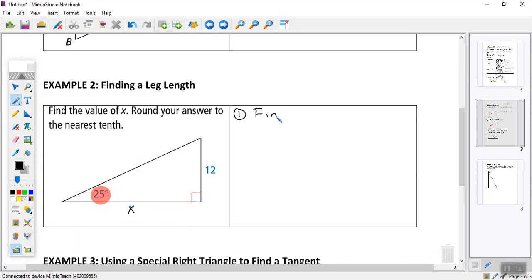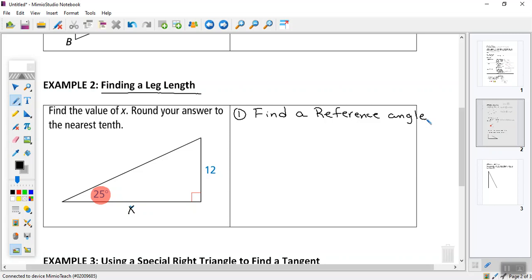If you ever have to find a leg length, the first thing you're always going to do is find what I call a reference angle. Find a reference angle. Okay? In other words, other than the right angle, is there an angle that we know the measure of? What did we highlight here? What degree measure did we highlight in there?